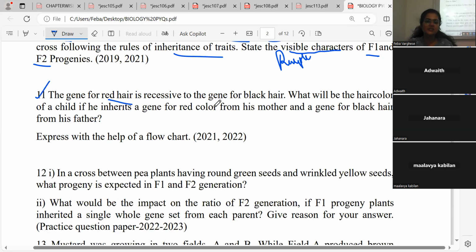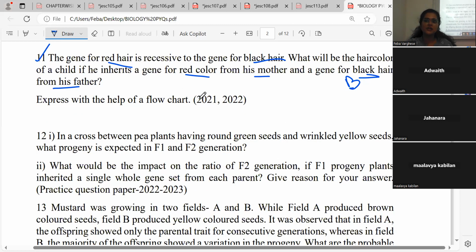Now, question 11. The gene for red hair is recessive to the gene for black hair. What will be the hair color of a child if he inherits a gene for red color from his mother and a gene for black color from the father? Yes, black hair. The child is going to exhibit black color because black is dominant. He has got the allele for black color. And with the help of a flow chart you can explain it, like the gamete formation flow chart, not the genetic diagram.